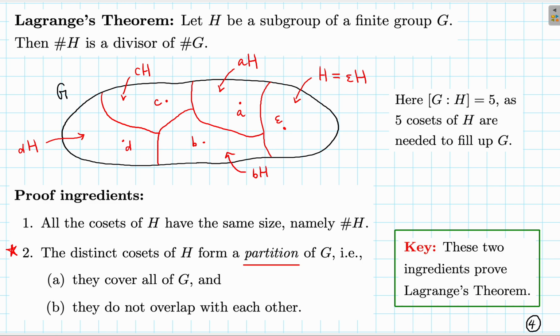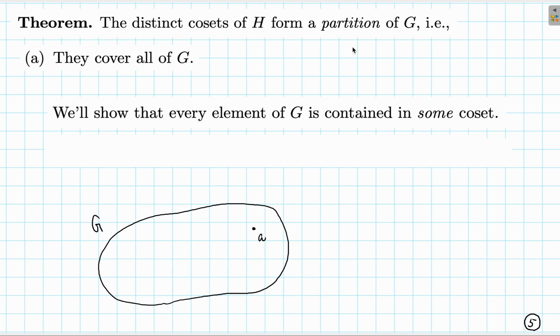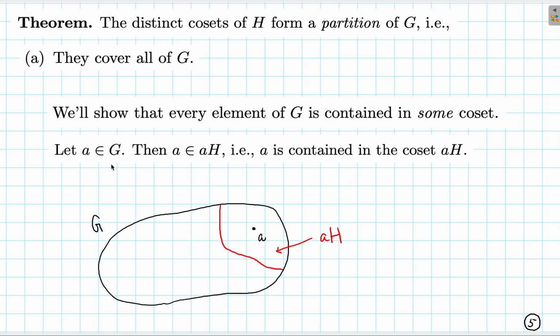So let's go ahead and prove ingredient number 2. Once again, the distinct cosets of H form a partition of G. And we'll start with part A. So we need to show that every element of G is contained in some coset. Well, what if we're given some arbitrary element A? Is there a coset of H that contains that particular element A? Why, yes. In fact, the coset AH contains the element A. And that's the argument for part A, that given an element A, it is contained in the coset AH, its own coset that it generates.